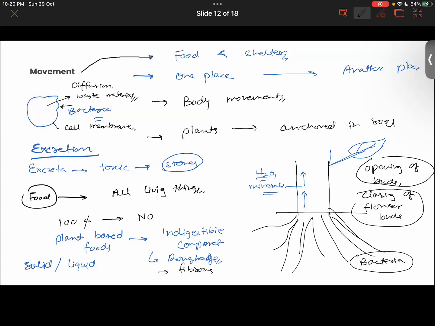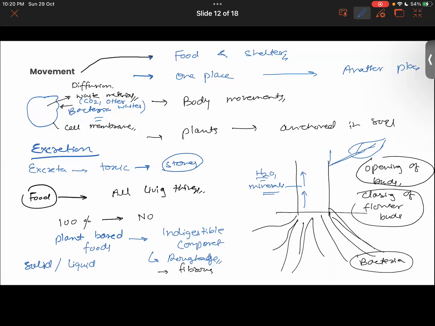It could be carbon dioxide, and it could be other waste also that is produced in their bodies, right? So that is the manner in which bacteria do the process of excretion.